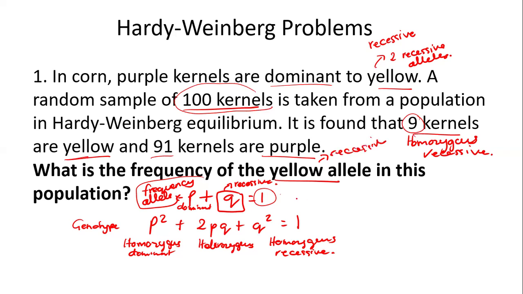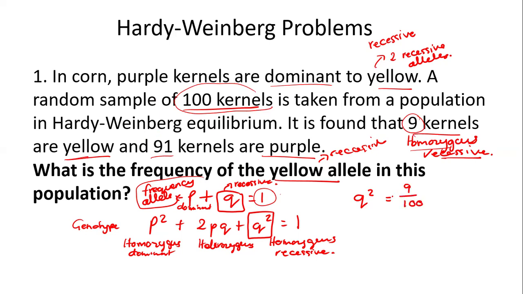So we need to find out what q is, and then we need to use the information they've given us to actually work out what q is. So what information do we have? Well, we have the total population, which is 100, but we do have that 9 kernels were yellow. Now, they're homozygous recessive. So we also have that information, which is q². So I can try and work out what q is by using the q² information. So I know that q² equals, and this is where we have to now turn it into a proportion of the population. We do 9 over 100.